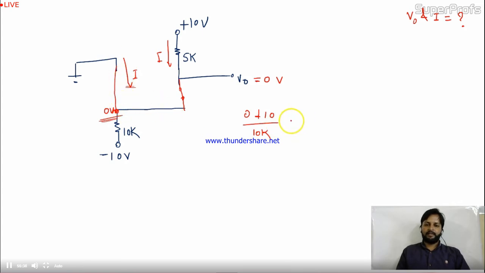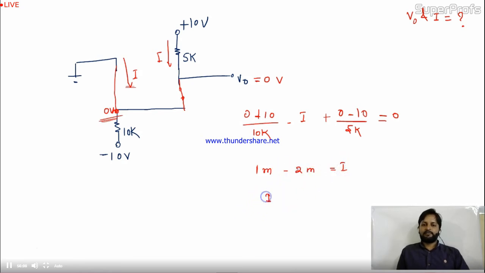The current is incoming current over here, so I assumed I. And in this branch, the third branch, the current is 0 minus 10 divided by 5k equal to 0. Is it okay? This is the single equation in which I have a single variable, and that is I. So this 10k, this is 1 milli, this is minus 2 milli equal to I, if I am right. So I is minus 1 milli.